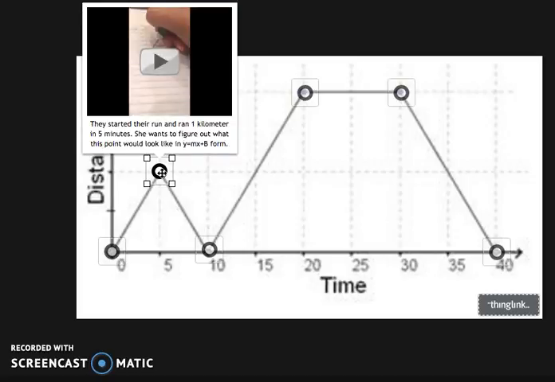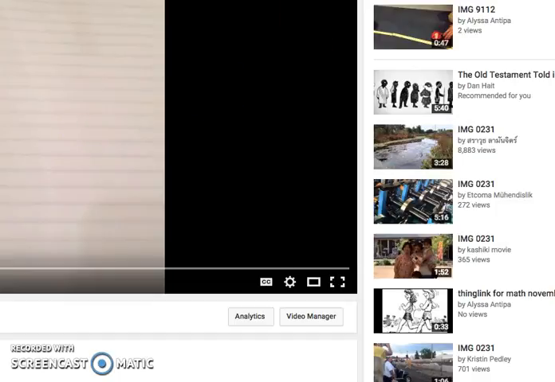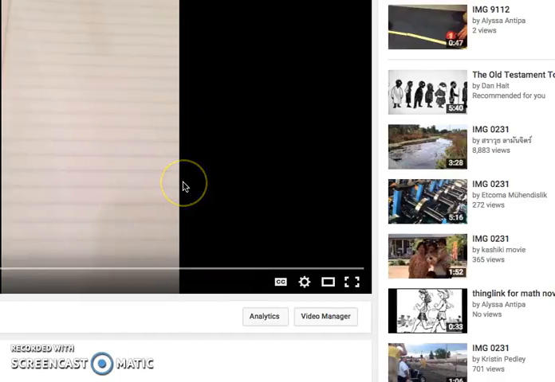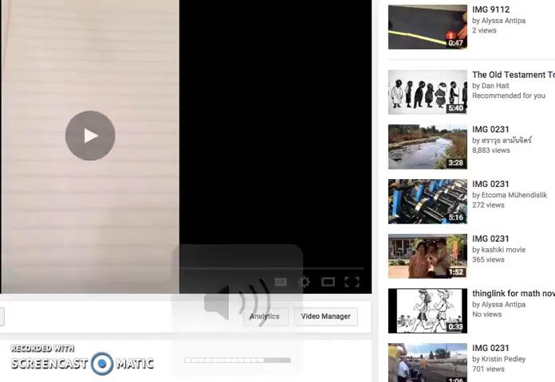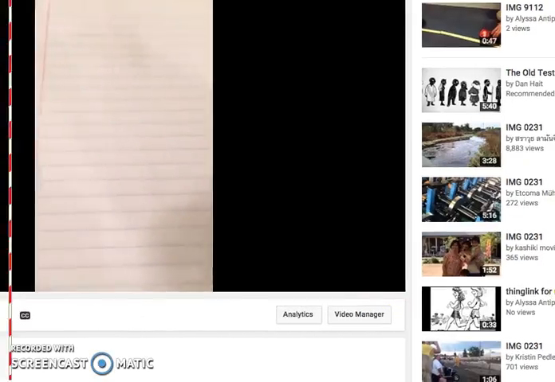Lisa decides she wants to figure out what this point in their day would look like in y equals mx plus b form. There's a video also for this. To put the graph into y equals mx plus b form, the first step is to find the slope. The equation for slope is y2 minus y1 divided by x2 minus x1. You plug in the numbers, so it would be 1 minus 0 divided by 5 minus 0 equals 1/5.